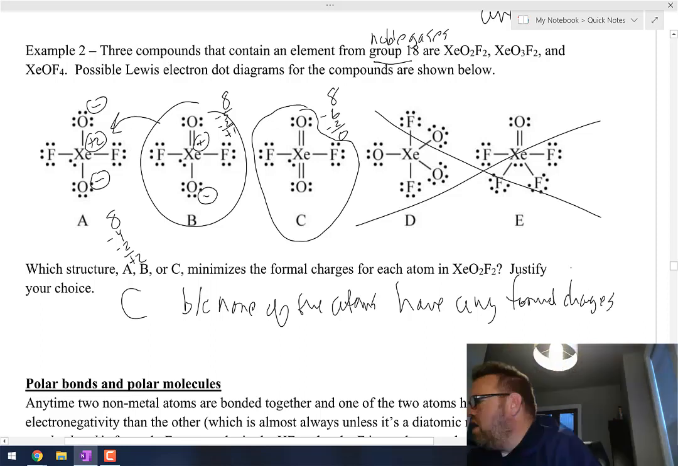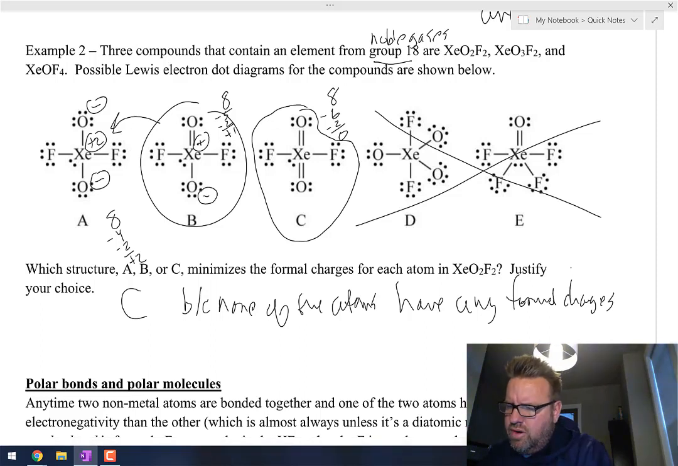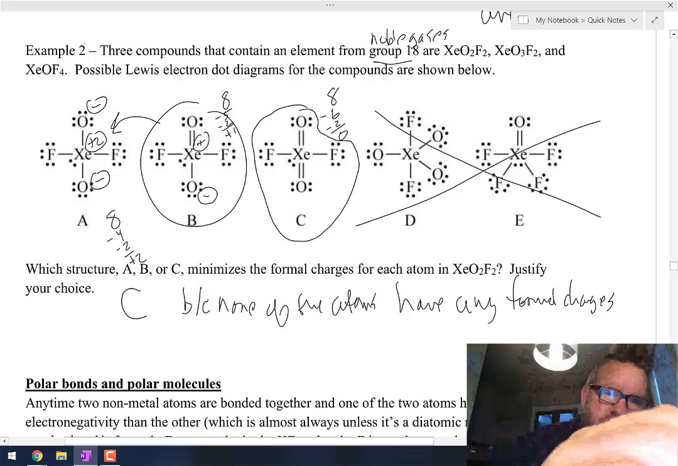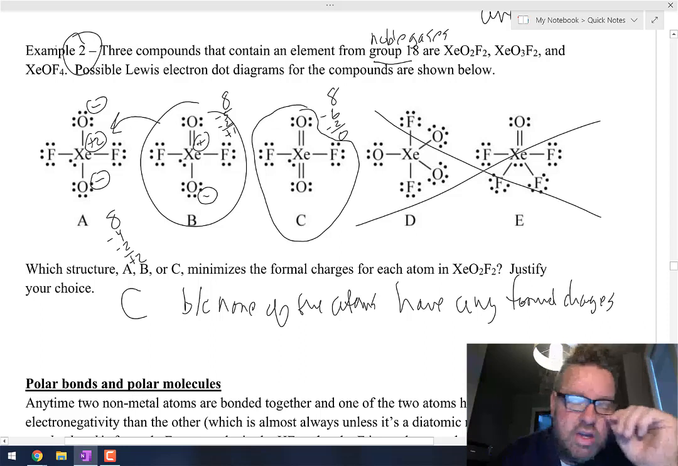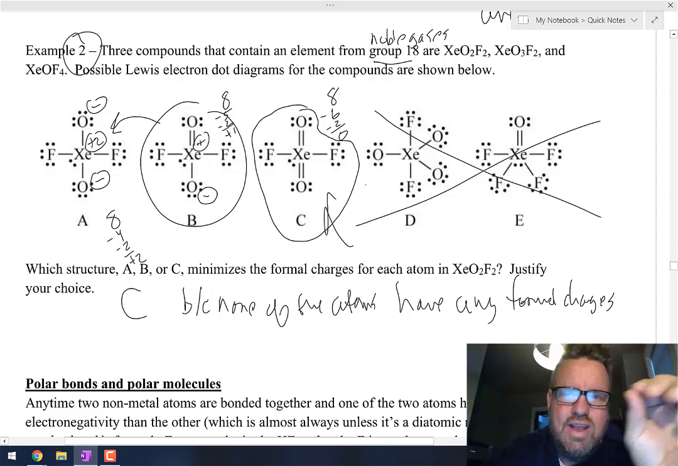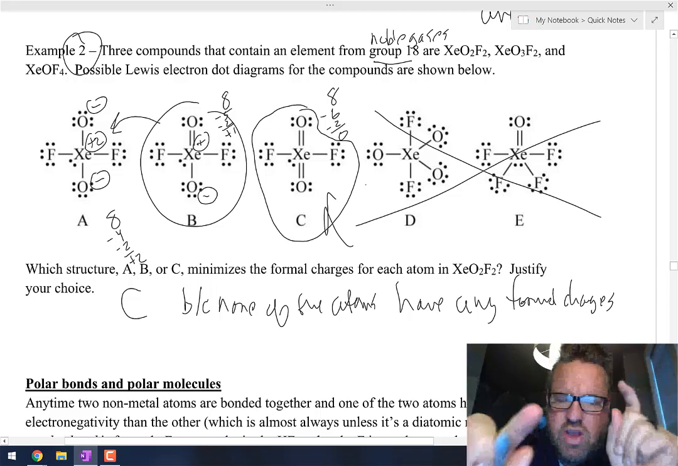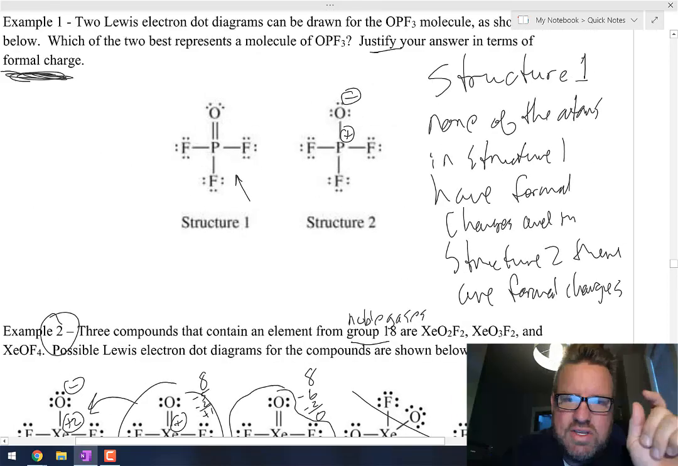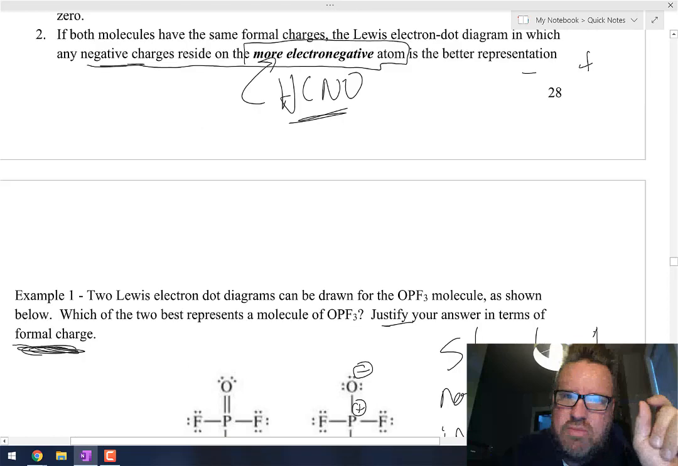Okay, and on question number, let me make sure, yes, it's question number 70 in your homework packet that has the HCNO. It is drawn for you, but like this example here, example number 2, they are drawn for you, so all you have to do is go through it, just like we just did here, and identify the formal charges, and you're going to find that they're going to be the same. They should be the same unless you made a mistake.